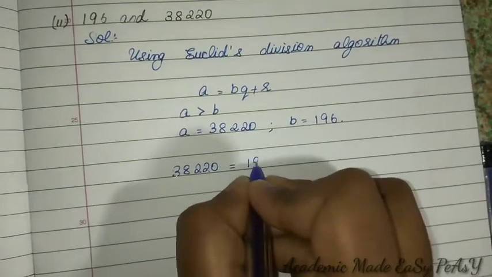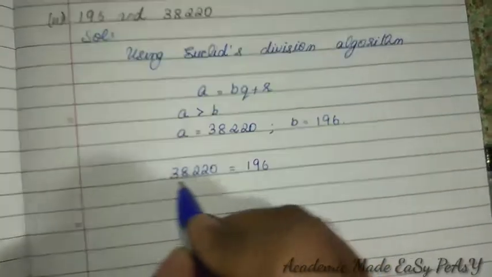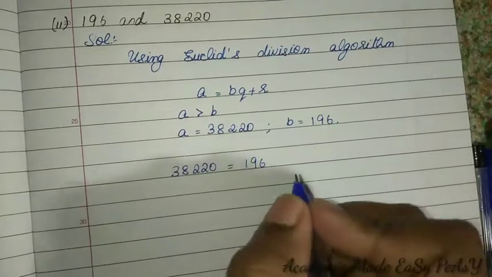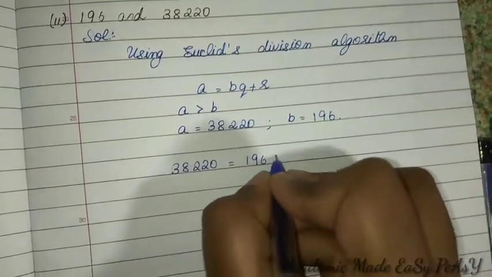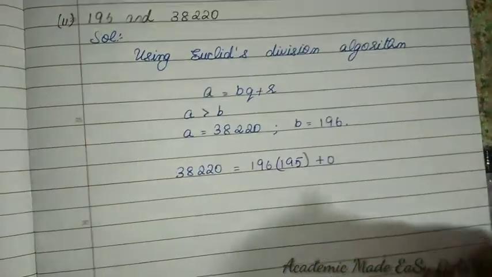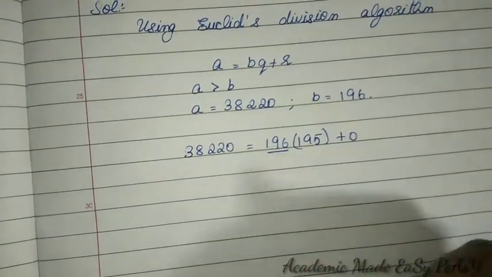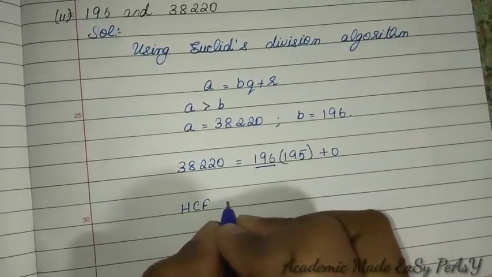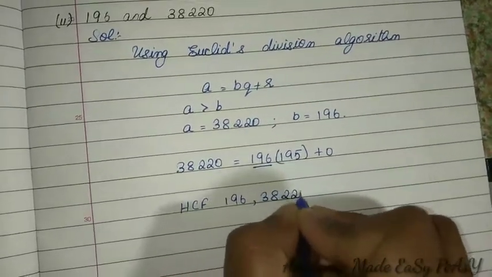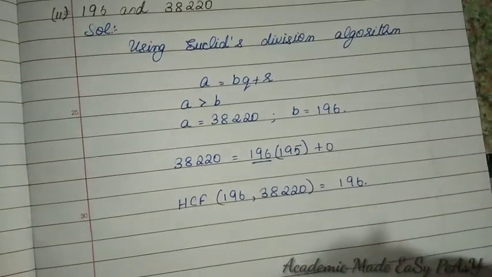So 38,220 is equal to 196. If I multiply with what I will get 38,220, I will multiply with 195 plus 0. In the first step itself, I got it. So, therefore, I will say that this is my HCF. HCF of 196 and 38,220 is equal to 196 itself.